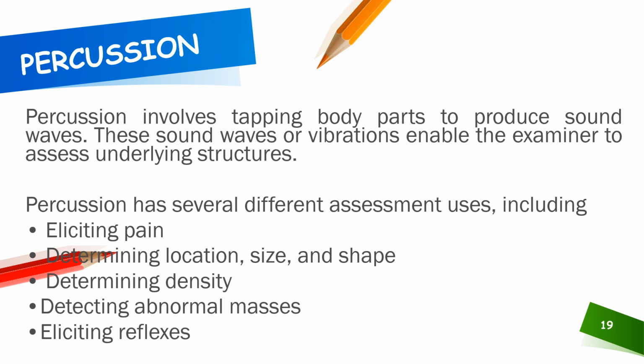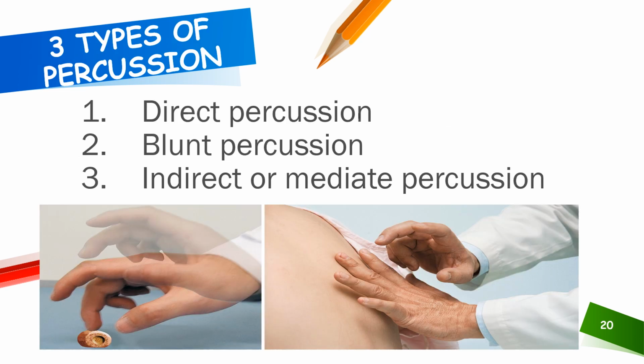So there are three types of percussion. First would be the direct, second would be the blunt, and the third would be indirect or mediate. Direct percussion is the direct tapping of a body part with one or two fingertips to elicit possible tenderness. Blunt percussion is used to detect tenderness over organs by placing one hand flat on the body surface and using the fist of the other hand to strike the back of the flat hand on the body surface.